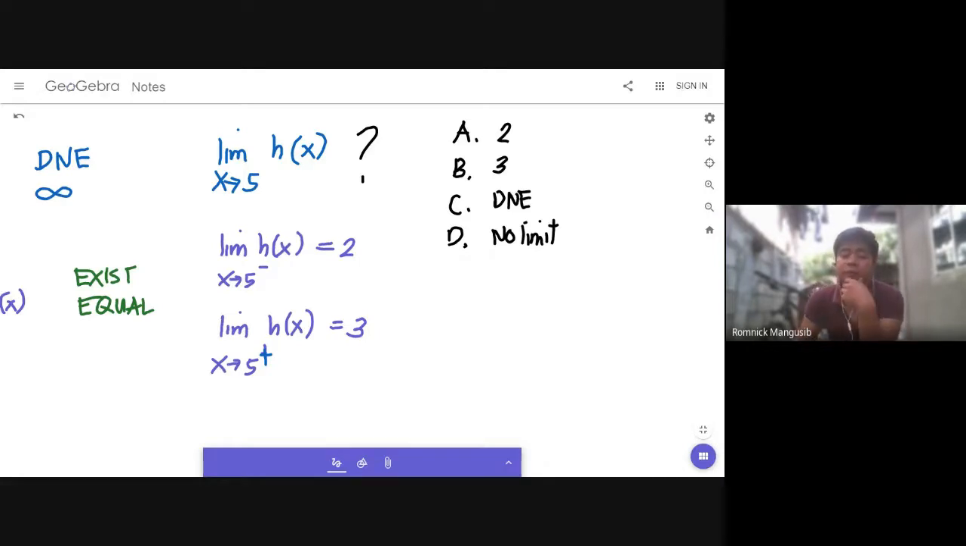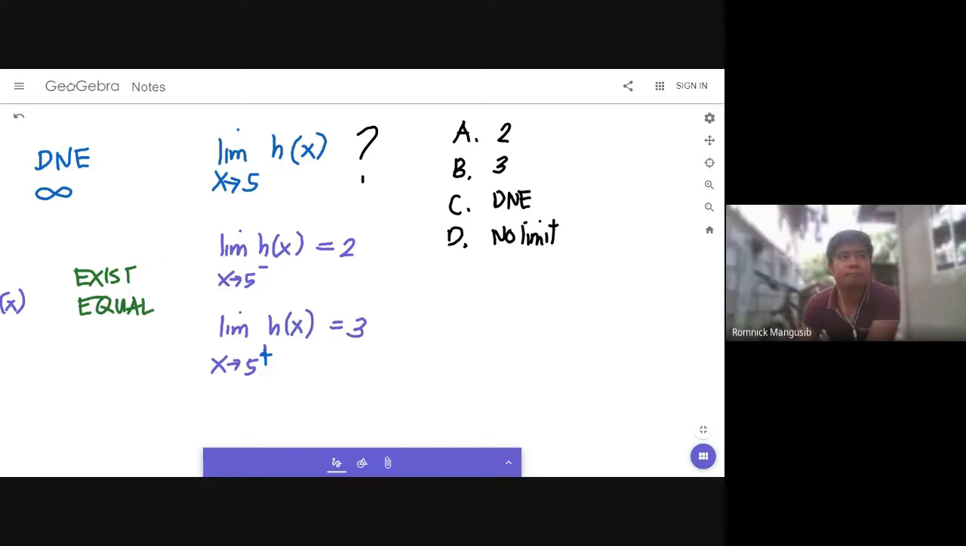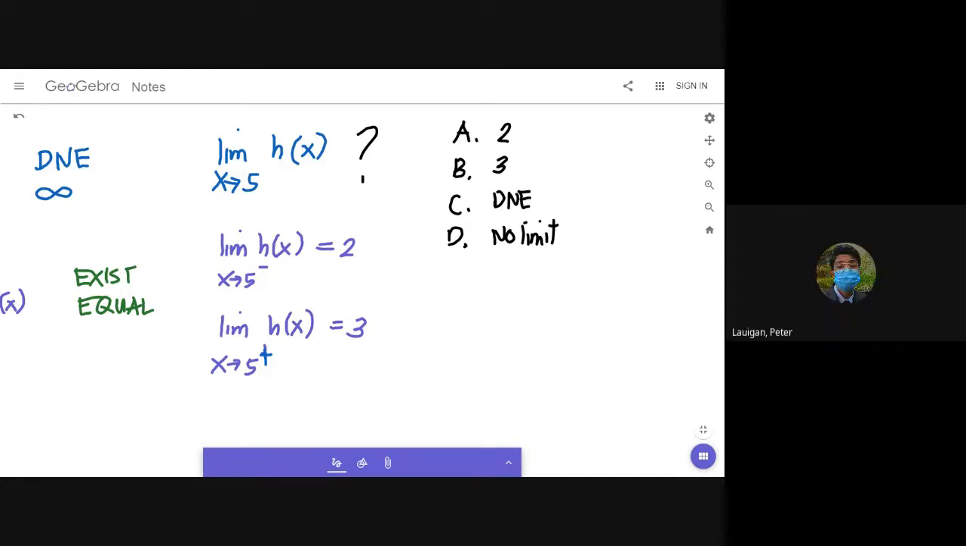Okay, time's up. I can see the frequently suggested answer is letter C. And let me ask one from you to please tell us why is it that your answer is letter C. May we have Peter Lawigan. Peter, your answer is C, and why is it that that is your answer? Sir, since limit must exist and it must be equal, but the given here is 2 and 3, sir. So it is not equal and hindi niya nasunod yung meaning ng limit, sir.